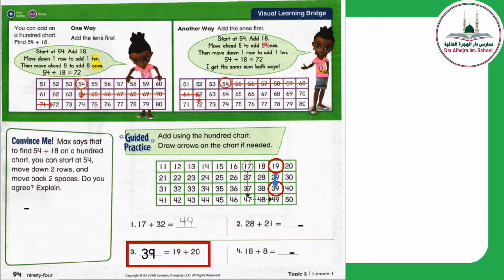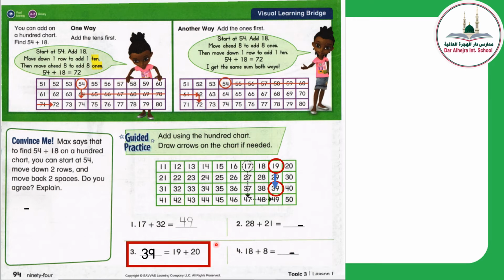The other way to do this is to start again at 54, but this time we add the ones first. So we will be moving 8 spaces forward, 1, 2, 3, 4, 5, 6, 7, 8. So this way we have added 8 ones first, then we'll be moving one row down because we need to add 1 ten here. Finally, we have reached 72. So either way, we get to the same answer.